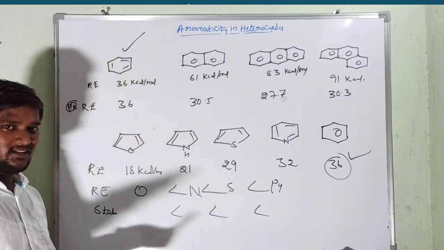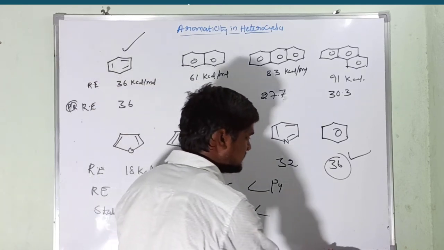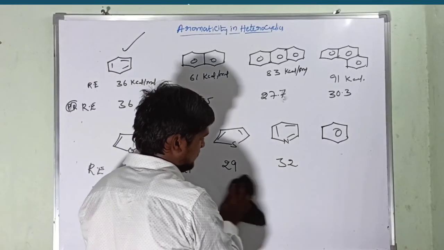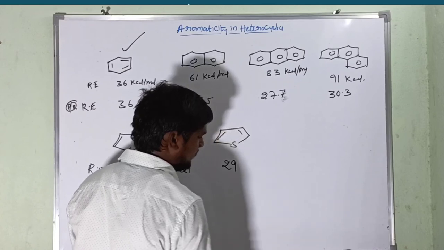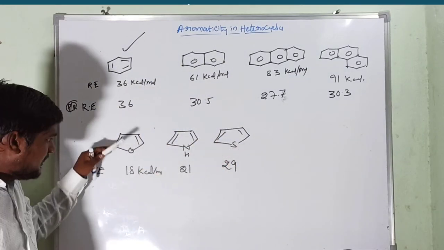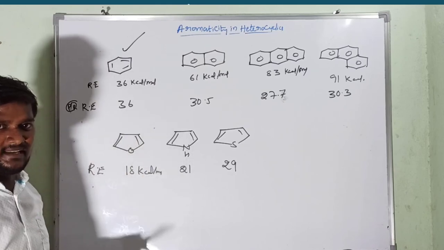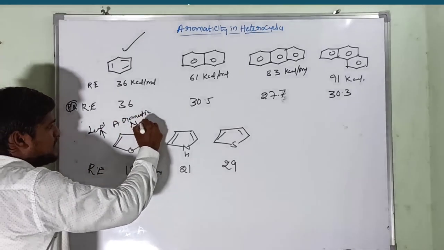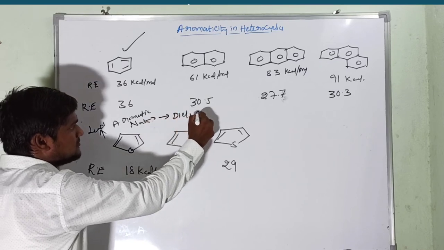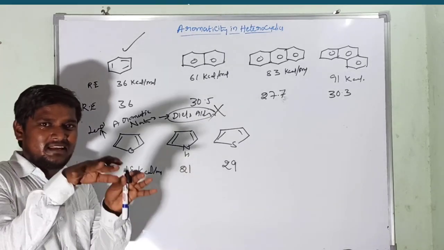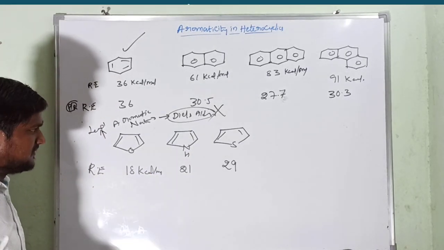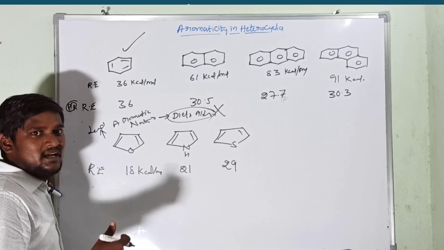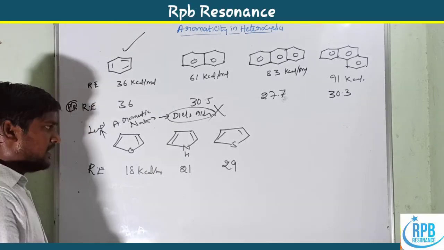Now let us discuss the final thing regarding the aromatic electrophilic substitution reaction order, that is the reactivity order of aromatic electrophilic substitution. Now let's discuss these three. Here furan is 18 kilocalories, that is the least resonance energy, that's why it is least aromatic in nature. Due to the least aromatic nature, it cannot give the Diels-Alder reaction. Why? Because of less resonance energy, less aromaticity. Less energy means it is least stable, that means more reactive.